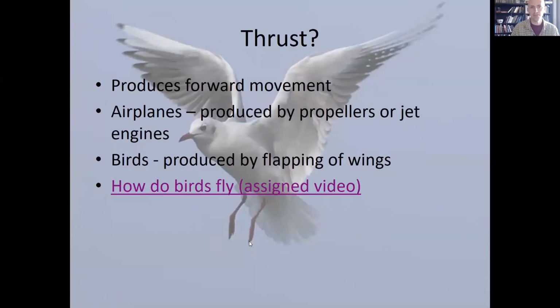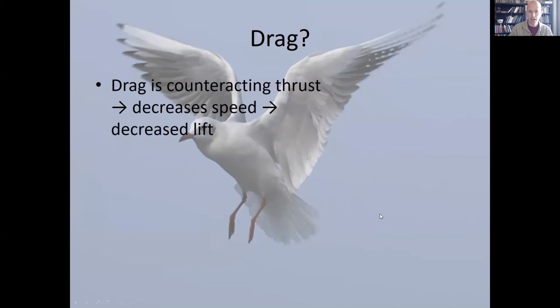Now we have a little bit better sense of thrust and lift, which are the things that allow birds to fly and to move forward, to create powered flight. We also need to understand drag. Drag is what is counteracting thrust. Basically drag decreases speed. When you counteract the thrust, you decrease the speed. And when you decrease the speed, you decrease the lift. So drag not only slows the bird down, but it also makes it more difficult to fly.